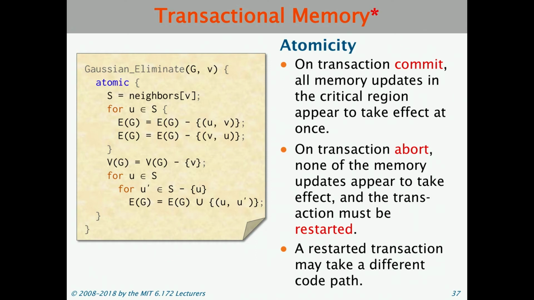If I express that as a transaction, then on the transaction commit, all the memory updates in the critical region appear to happen at once. However, in transactional memory, rather than forcing it to go forward, I can have the transactions abort. If I get a conflict, I'll abort one and restart it. And then the restarted transaction may take a different code path because I may have restructured the graph underneath, so it may do something different the second time through. It may also abort again, and so forth.